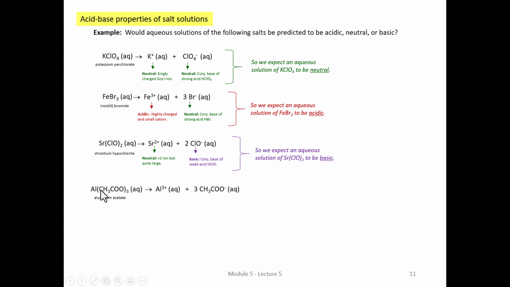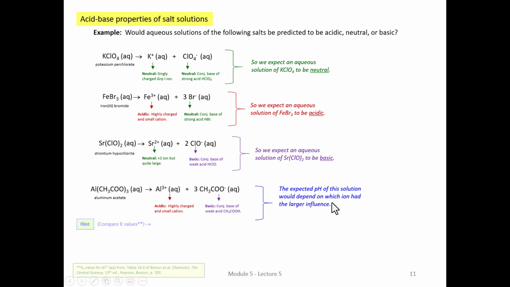And finally, aluminum acetate is an interesting case because we have the aluminum ion, which is highly charged and small. We'd expect it to be acidic in aqueous solution. Acetate, you know, is the conjugate base of the weak acid, acetic acid, and is expected to be basic in solution. So the expected pH here would depend on which ion had the larger influence.